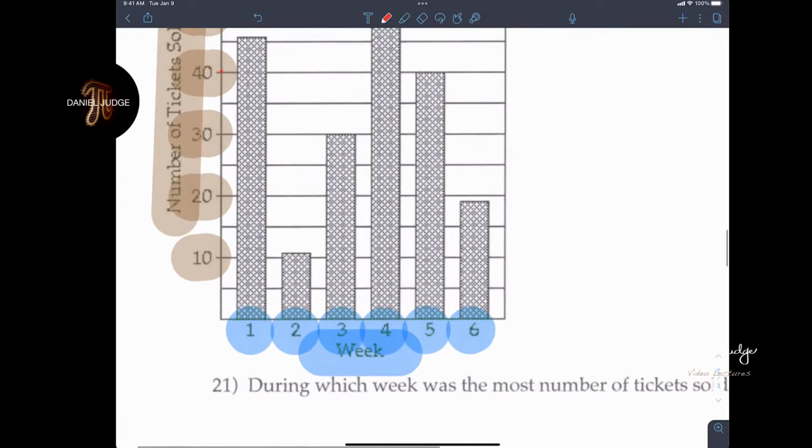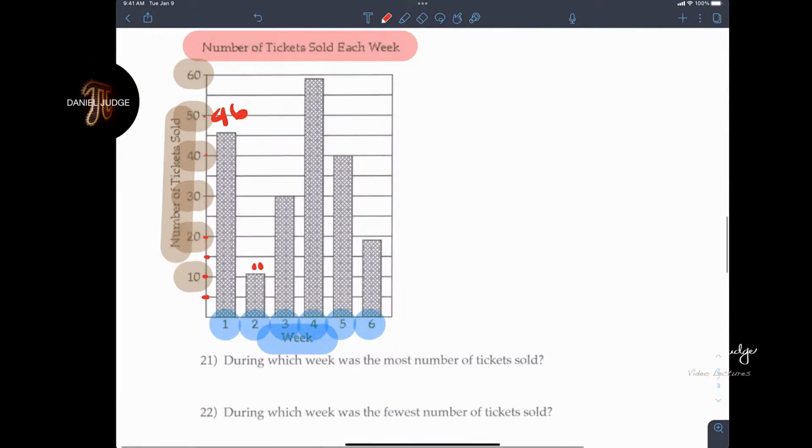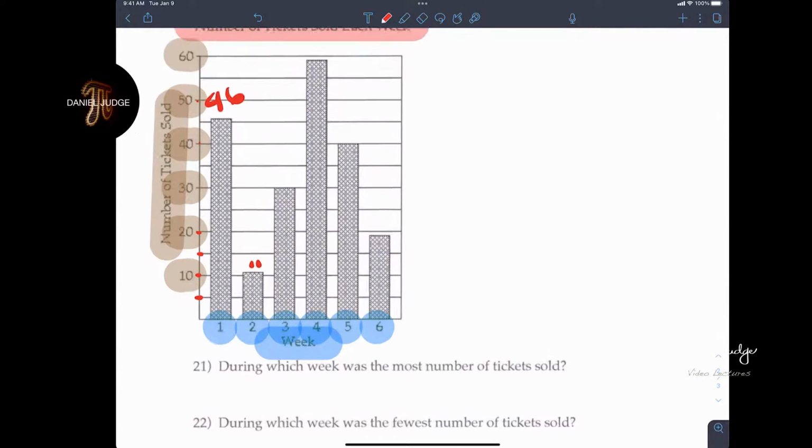If we read week 2, it's 10. It looks like this is 5, 10, 15, 20. So I'm going to take a guess again. That looks like a little bit more. I'm going to say that's maybe 11. I'm not even sure, but I'm going to guess. Whoever drew this was a little odd. I would never do it this way, but okay.